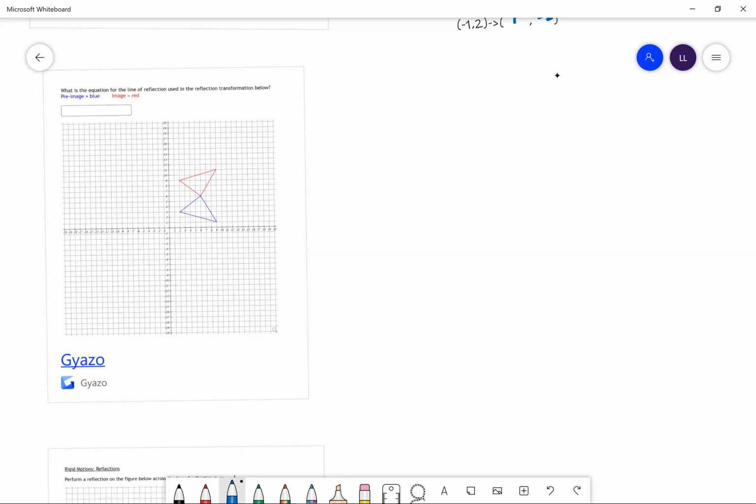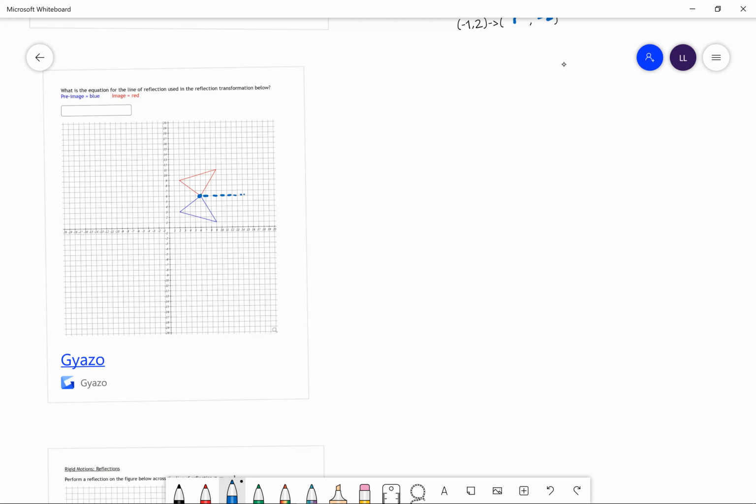Wow, I said one more example, but we actually have two. No worries. This is going to be quick. So with this one, you have to figure out what is the equation for the line of reflection used in the reflection transformation below. So here I see a picture is reflected. The pre-image is blue and the image is red. My line of reflection is going to always be in the middle, as you saw in the images that we did up there on the last example. So let's go to the middle right here. And this is going to be my line of reflection.